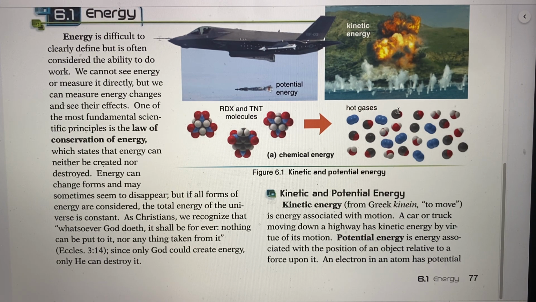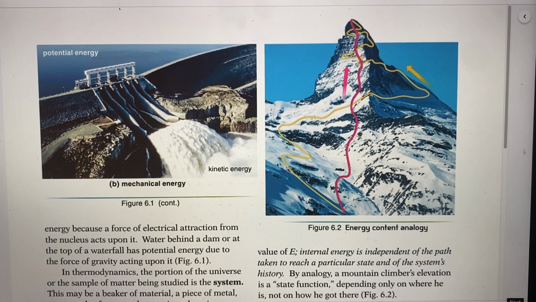And then let's go on to the next section, the next page. Just taking this from your book. Of course, there's a picture there of the dam breaking that I just talked about. This would be mechanical energy coming from the dam breaking. Now, when the dam was holding it back, it would be potential energy. And this is the energy content analogy. We're going to talk about that in just a little bit.